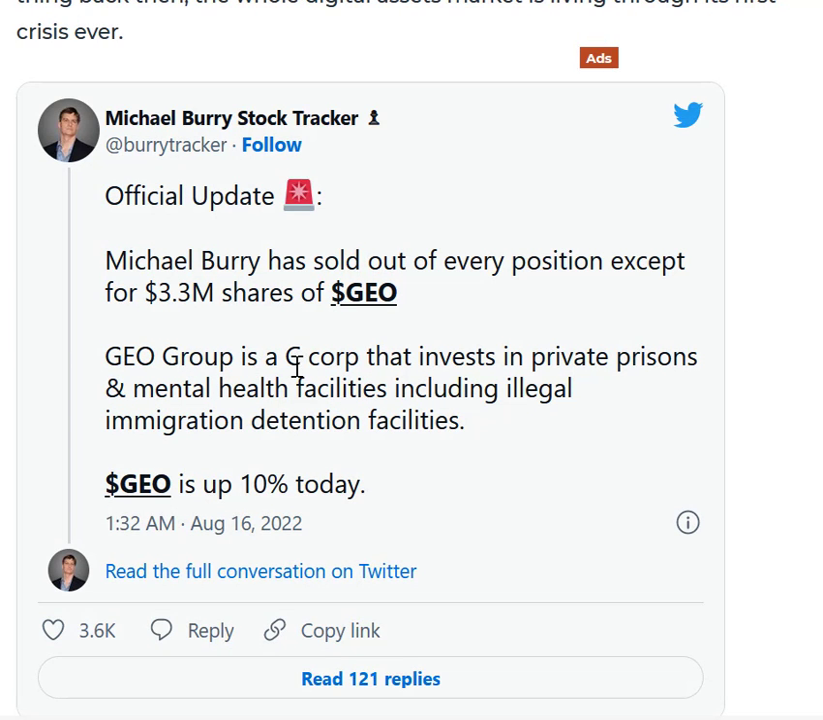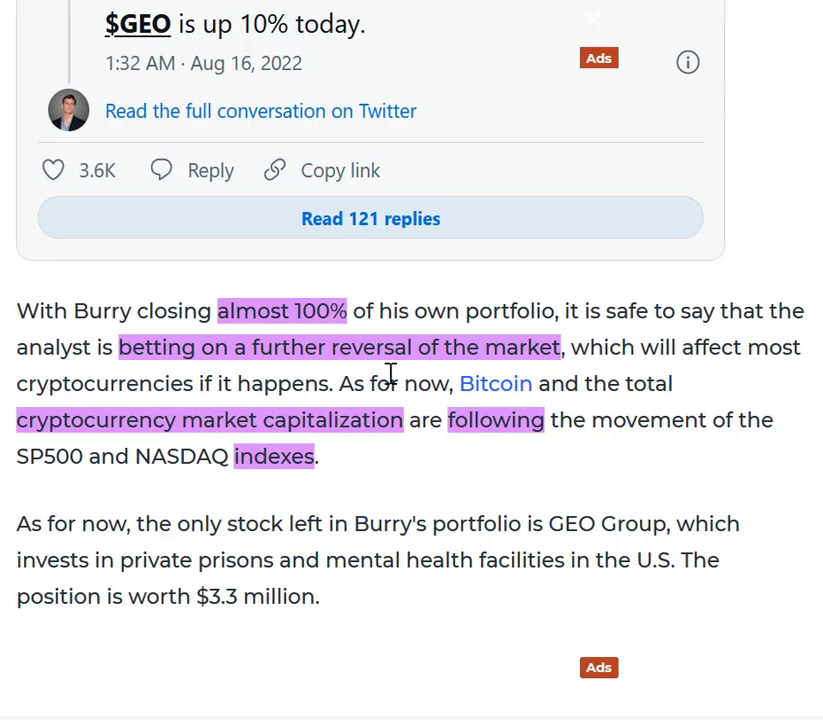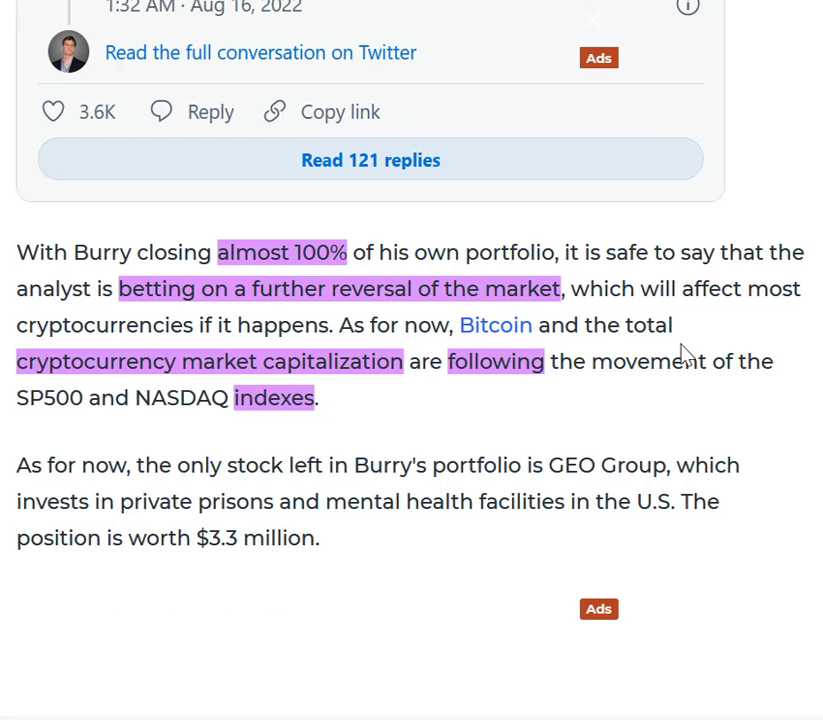GEO Group is a C Corp that invests in private prisons and mental health facilities, including illegal immigration detention facilities, and it's 10% up today. So with Michael Burry closing almost 100% of his portfolio, he's basically betting on a further reversal of the market. If you're wondering why this would move the cryptocurrency market, it is because currently the crypto market is correlated to traditional assets. So it is correlated to the S&P 500 and the Nasdaq indexes.